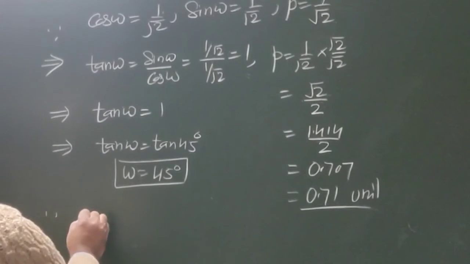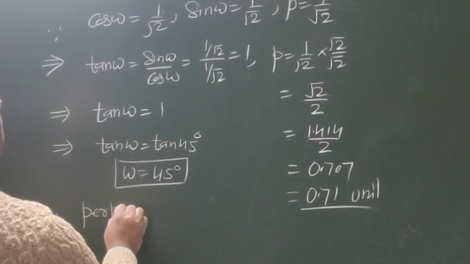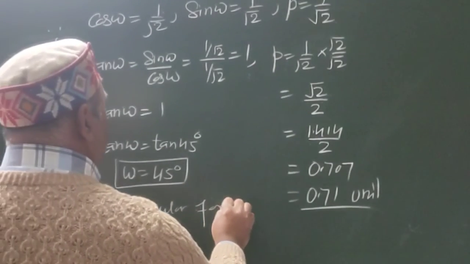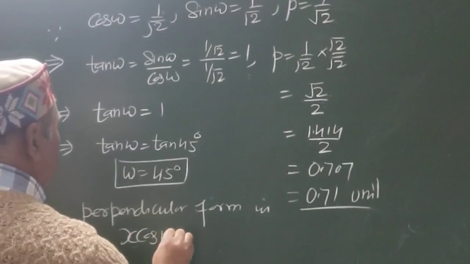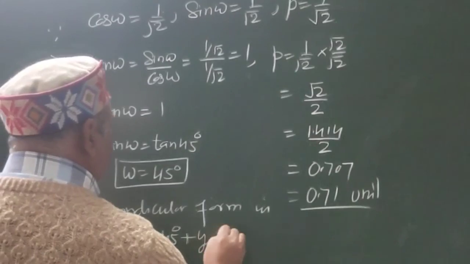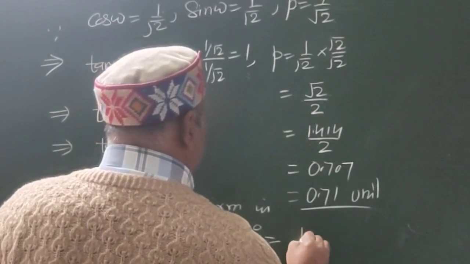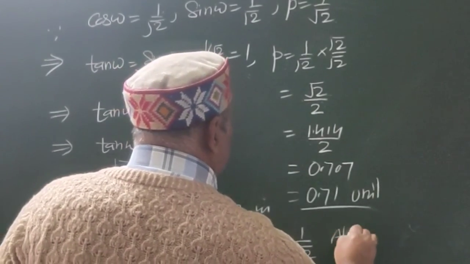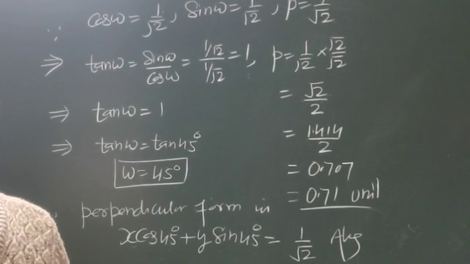Hence, the perpendicular form is x into cos 45 degrees plus y into sin 45 degrees is equal to 1 by root 2. Answer. This is the perpendicular form of the equation of the given straight line. That's all.